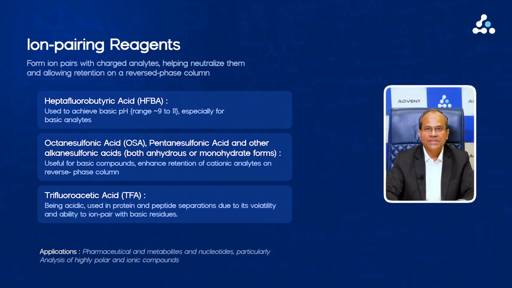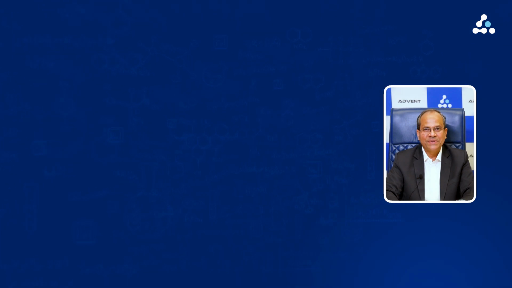Depending on their ionic nature, whether cationic or anionic, they pair up with acidic or basic compounds, thereby improving their separation, detection sensitivity and peak shape. One example is trifluoroacetic acid. Being acidic, it is used in protein and peptide separations due to its volatility and its ability to ion pair with basic residues. All these ion pairing reagents are used in pharmaceuticals, metabolites and nucleotides, particularly for the analysis of highly polar and ionic compounds.